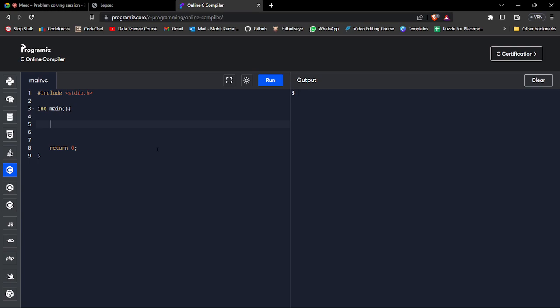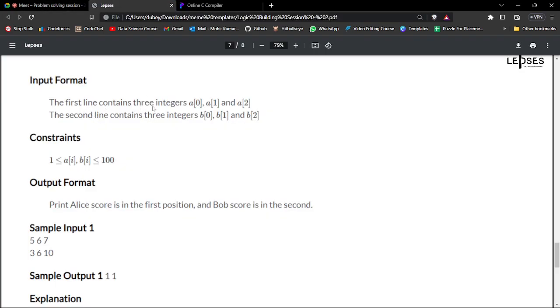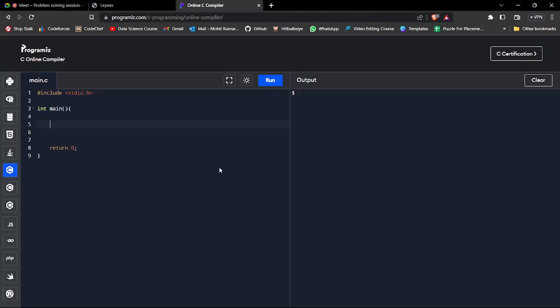Okay, so the question says that we'll be having what? The first line contains three integers a0, a1, and a2. So let's say we have integers a0, a1, and a2. Again, we are having b0, b1, and b2, right? Then what we have to do is take the input first.